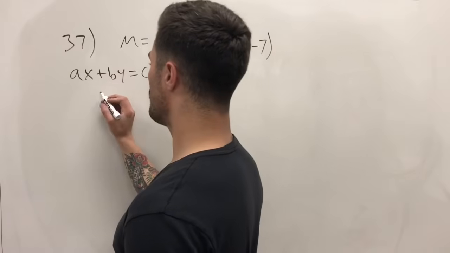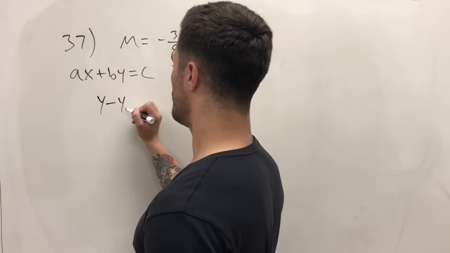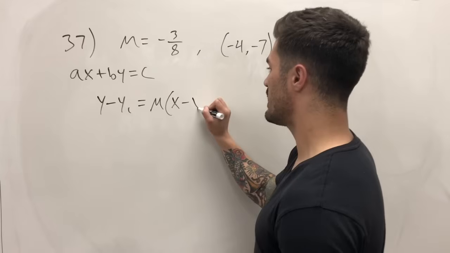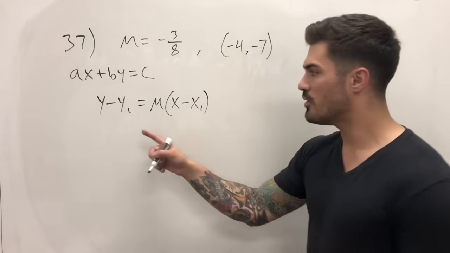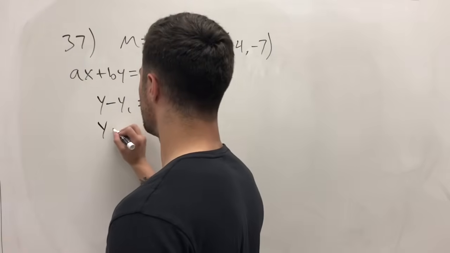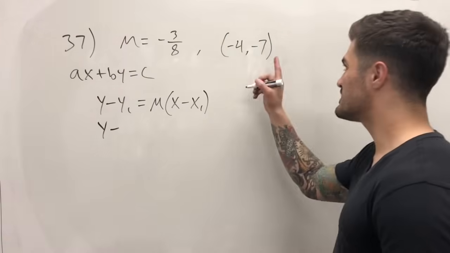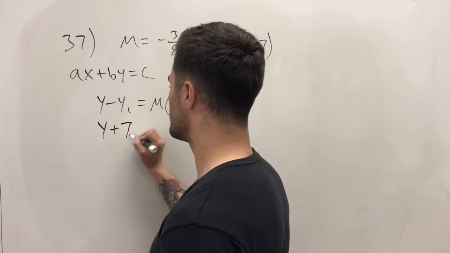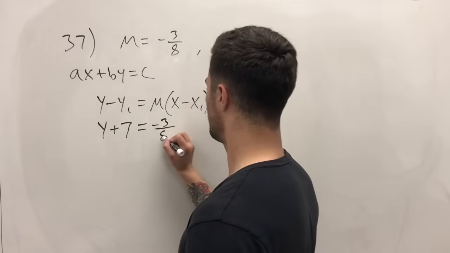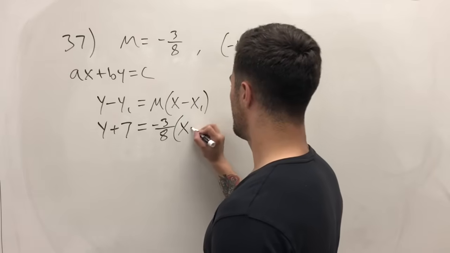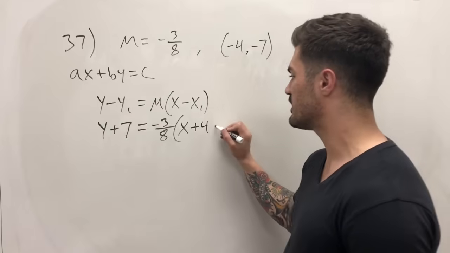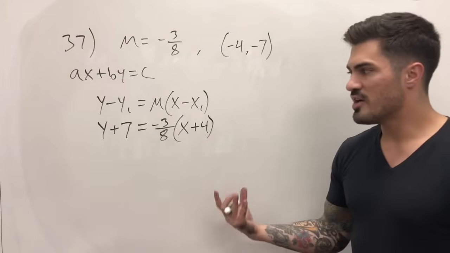So point-slope form is y minus y1 equals m times x minus x1. So x1, y1, that's the point, and m is our slope. So I just substitute those in. So minus negative 7 becomes plus 7, all right? m is negative 3 over 8 times x minus negative 4. That becomes plus 4, right? x minus negative 4.